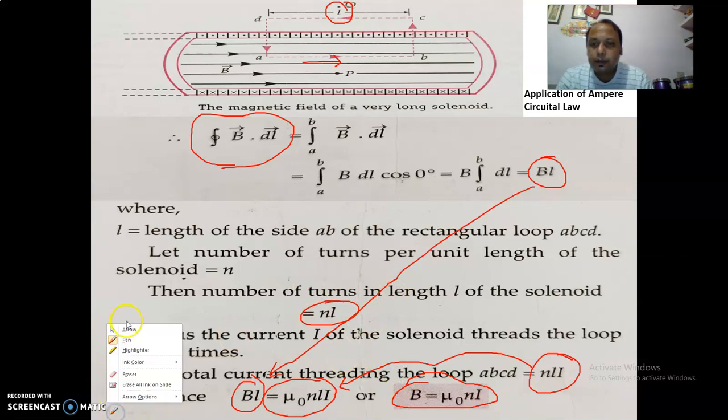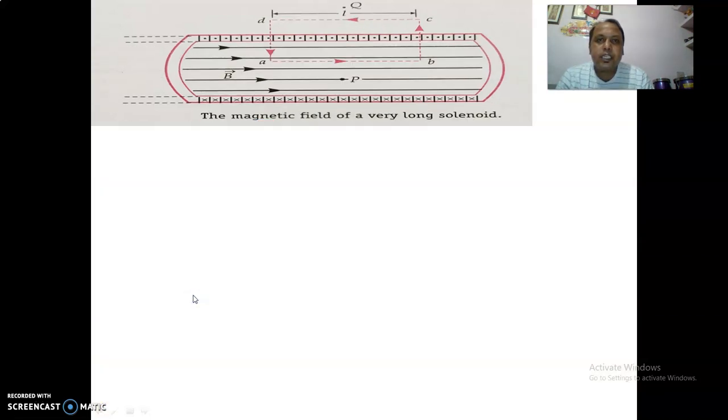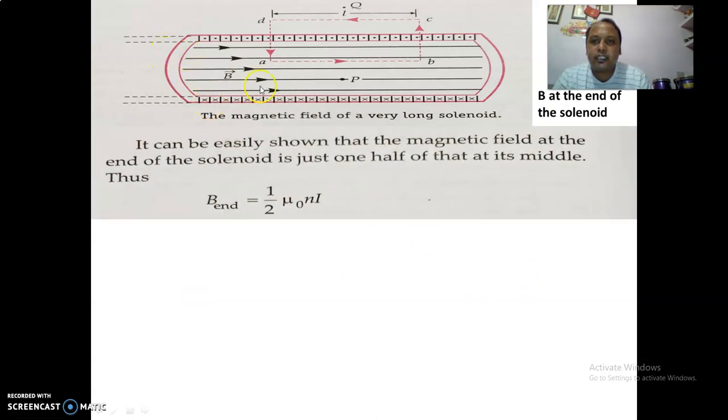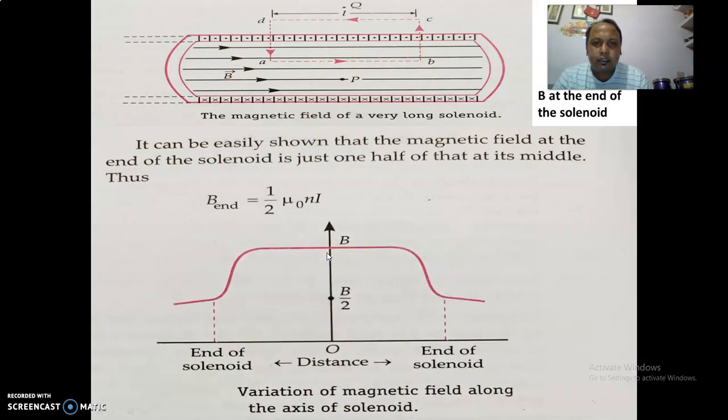Now see here, in this solenoid, the magnetic field at the end of the solenoid, that is in this region or in this region, is half of the value which we have calculated, that is half of B, mu naught nI. And graphically we can also show it. You can see here, from the center of the solenoid, if we move to either side, the value always remains B, which is mu naught nI. But as we reach the end, the value becomes half, which is 1 by 2 mu naught nI. So at the ends, you remember, the value is half of the value at the center or the middle region. I hope this is very clear to you.